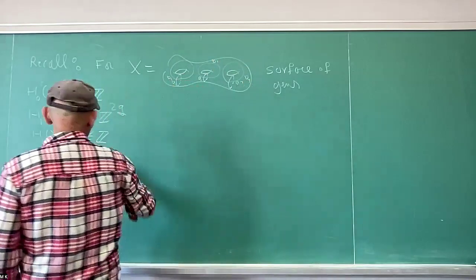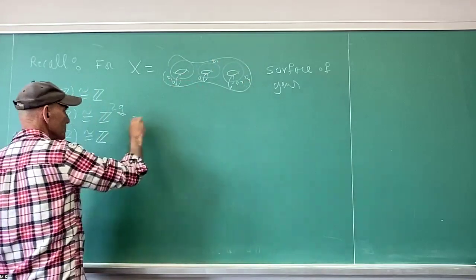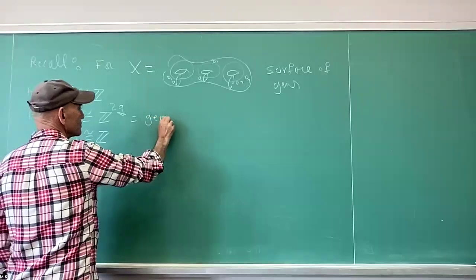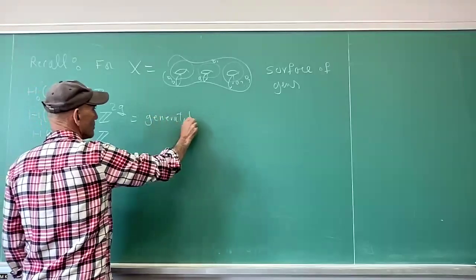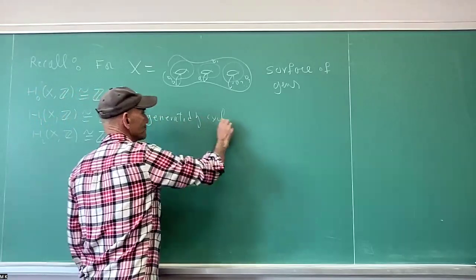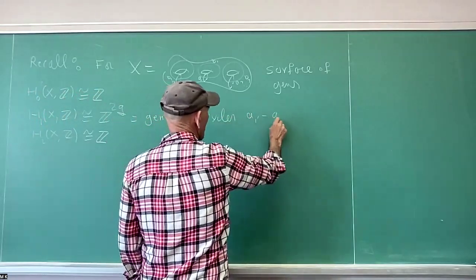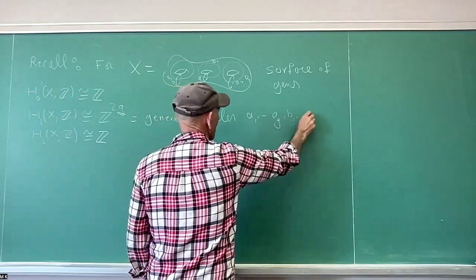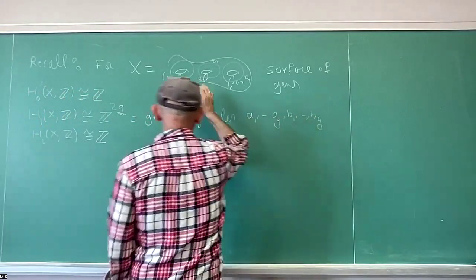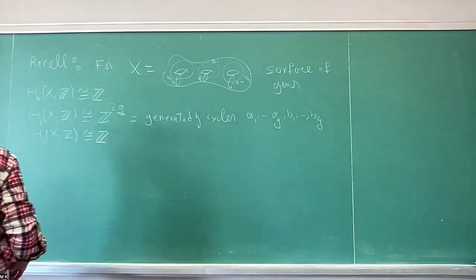Okay, so this is generated by cycles A1, ..., AG, and B1, ..., BG. This is just to give you some intuition, but it's not so important.